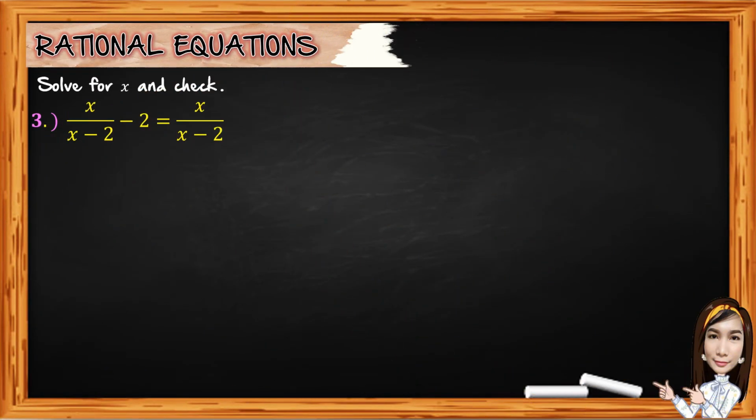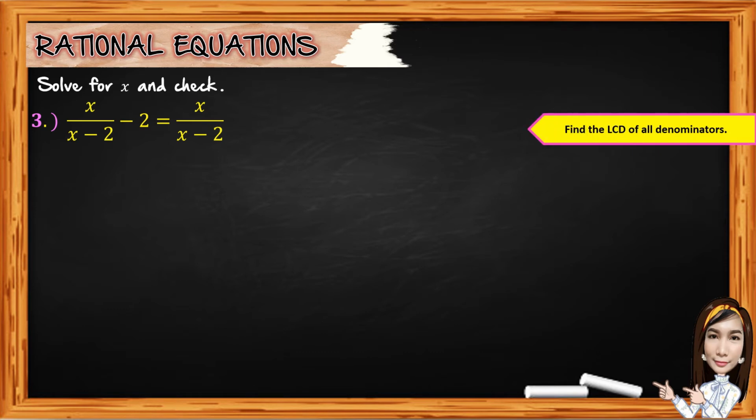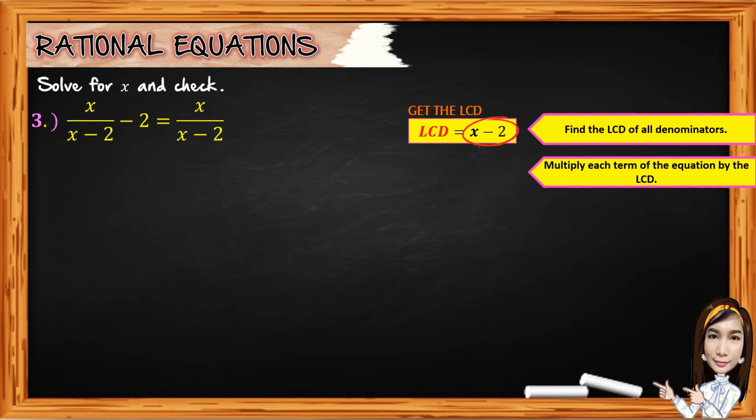For number 3, we have x over x minus 2 is equal to x over x minus 2. First, we're going to find the LCD of all denominators. And the denominator there is x minus 2 only. So therefore, that is already considered your LCD.